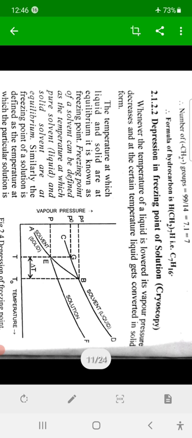See, here we already discussed the second colligative property, elevation in boiling point. Elevation means increase. It means when a non-volatile solute is dissolved in a solvent, its boiling point increases. That is delta TB.